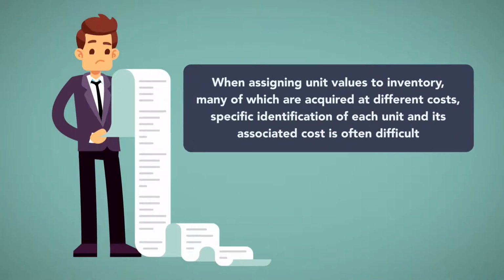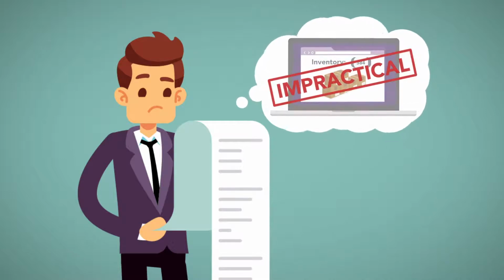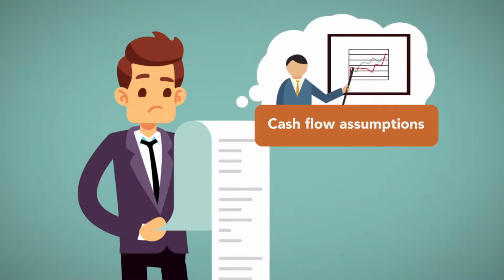When assigning unit values to inventory, many of which are acquired at different costs, specific identification of each unit and its associated cost is often difficult. This may be more practical under a perpetual inventory system, which can immediately record the cost of goods when it is sold. However, for many businesses, this sort of tracking each unit would be impractical, in which case they might rely on cash flow assumptions.